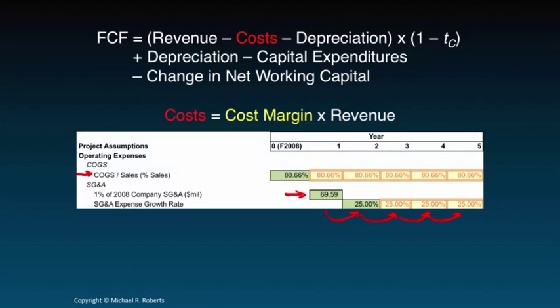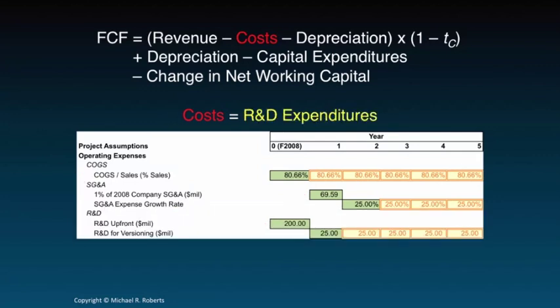sales. Okay. Now, R&D, well, I'm going to have to spend $200 million up front in R&D to get this thing up and running. Right? And then I'm going to have an additional 25, so that's this upfront R&D. Then I'm going to have an additional $25 million every year thereafter to deal with versioning and improvements.